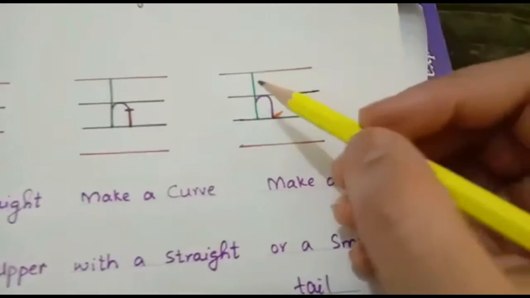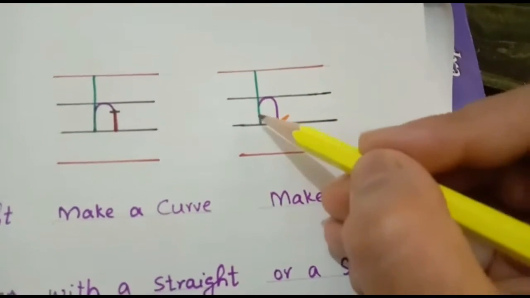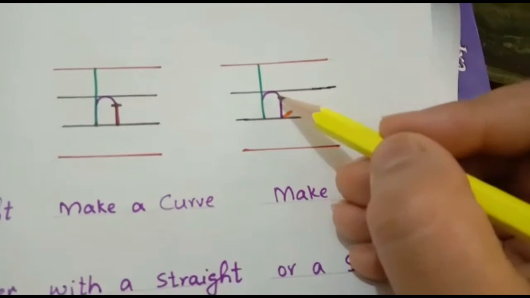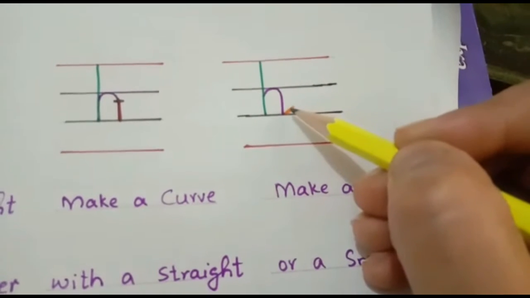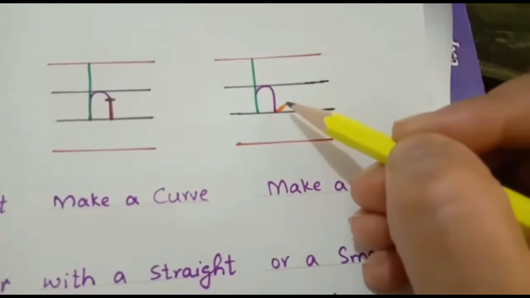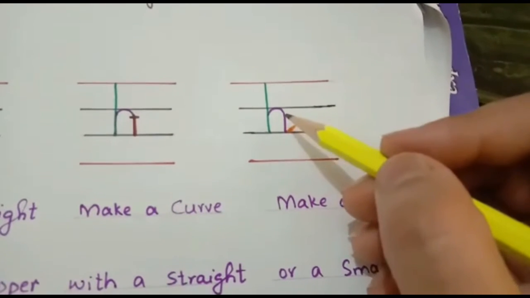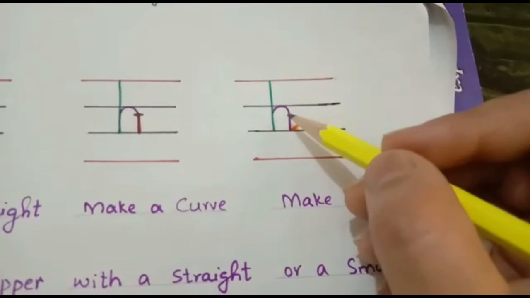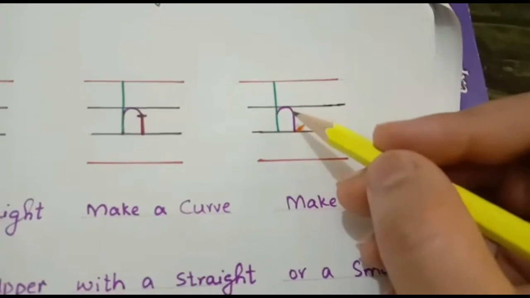Okay, now in the last step, yes, first make a straight line, then make a little curve. Now come down with the help of a straight line, and here you will make a little loop or a small tail. This is small h, this is a lowercase, and the sound of this letter is h, h, h.